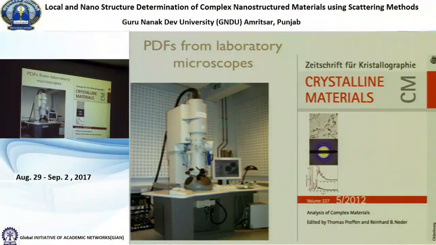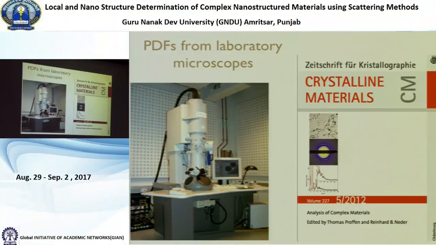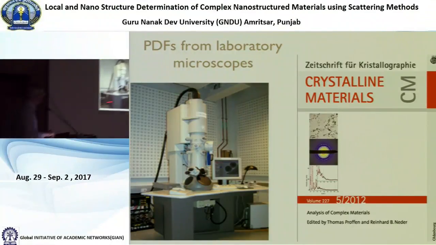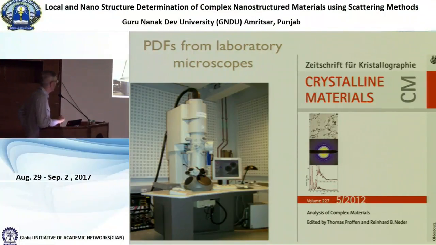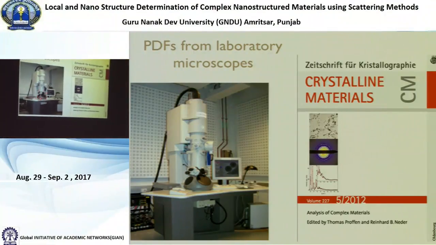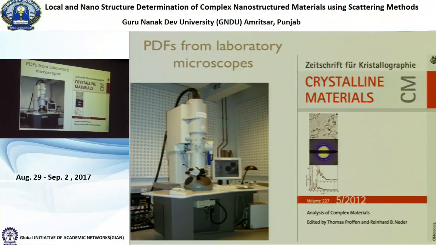Okay, so that's everything I have about neutrons, and then the last little tiny piece, which I already mentioned in my previous talk, is if you have access to an electron microscope, you can actually do these experiments from an electron microscope. I'm not going to go into detail on this, so you should probably contact me if you want to do it.